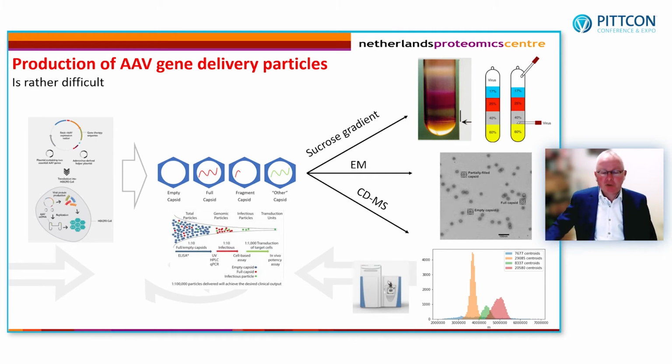Another bottleneck is, if we want to optimize this better, we also have to have means to find out how many are full capsid, how many maybe have a fragment of the genome, and how many are empty. Now, techniques that are used at the moment are sucrose gradients, sometimes EM, but here we explore this charge detection mass spectrometry.